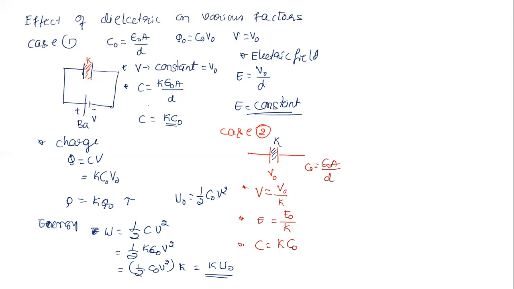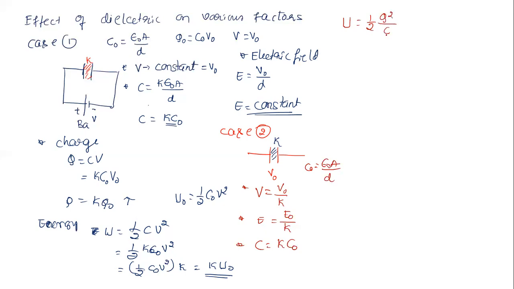So capacitance increases, voltage decreases, electric field decreases. Electric field also decreases. Now, as electric field decreases, let us look at the energy stored. Energy stored is half. We cannot take CV square now. I'm going to take it as half Q square by C.